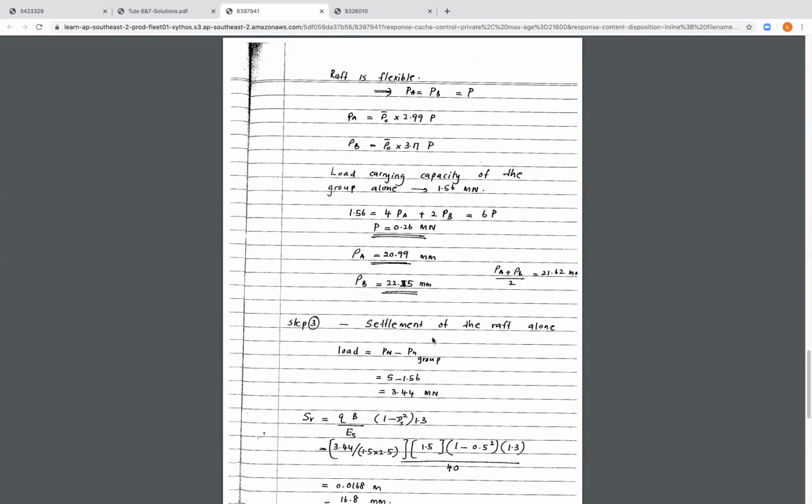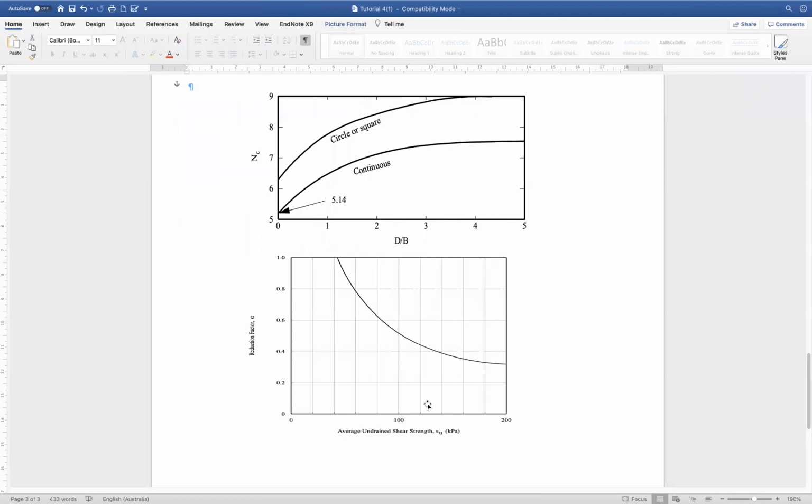And then we need to find the settlement due to the raft alone. To do that, we work out the load carried by the raft itself. So we know that the pile group is carrying 1.56 meganewton. So the raft is required to carry the remainder of the load, which is 5 minus 1.56, and that works out to be 3.44 meganewton. So we need to apply this equation here.